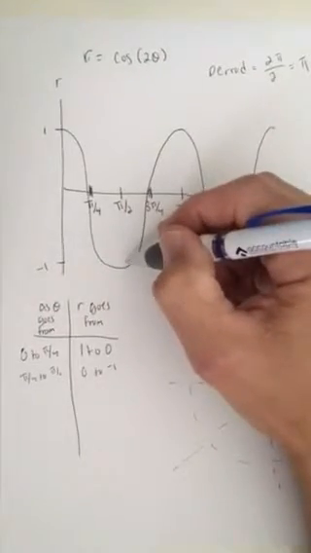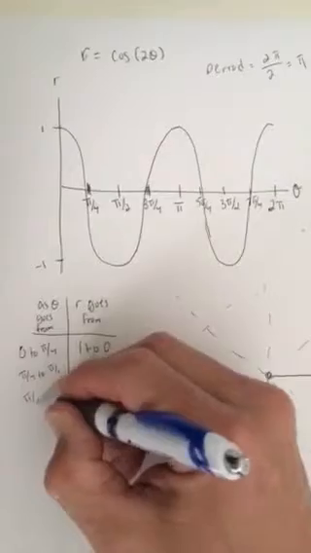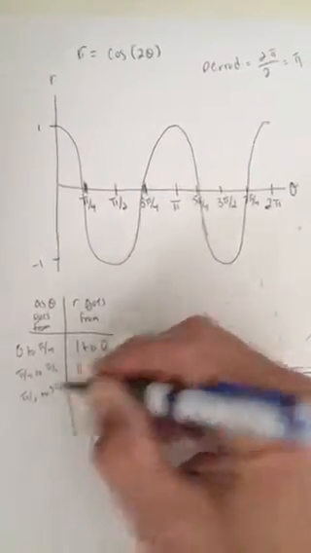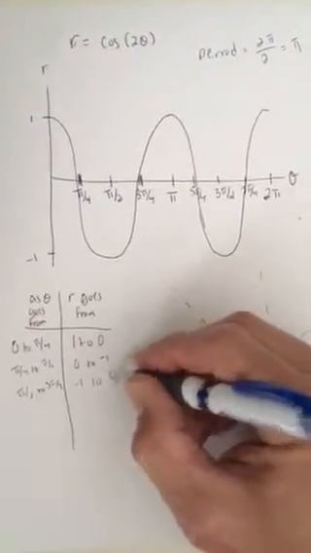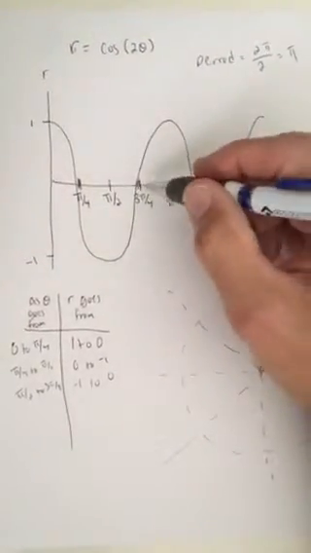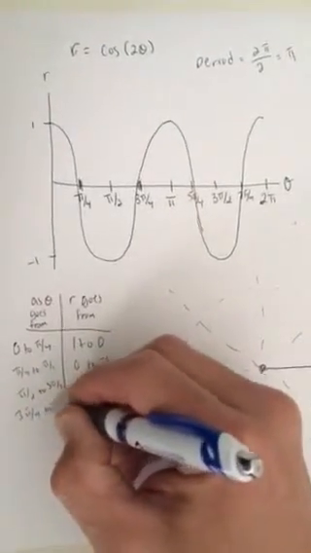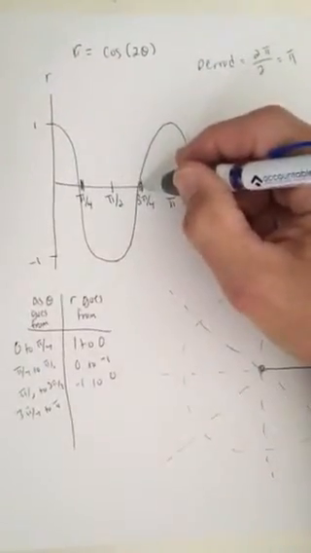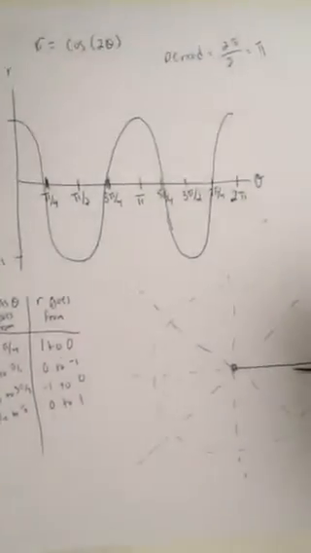As we go from pi over 2 to 3 pi over 4, I go from a radius of -1 to 0. And as I go from 3 pi over 4 to pi, I go from a radius of 0 to 1. Now you can finish the rest of them, but I'm just doing this for brevity.